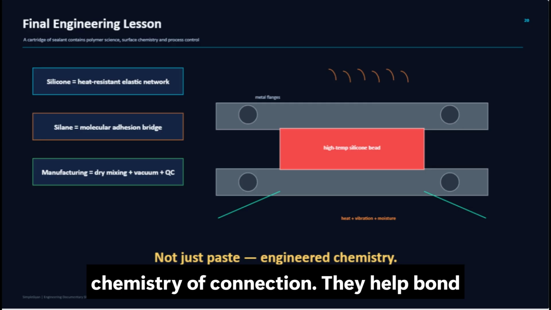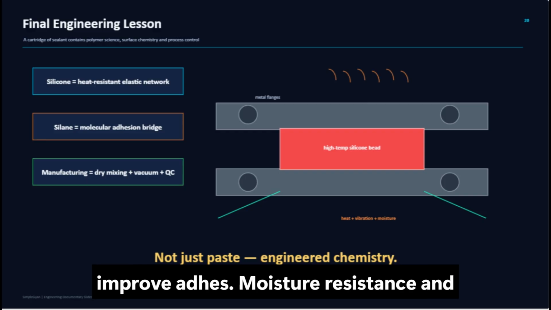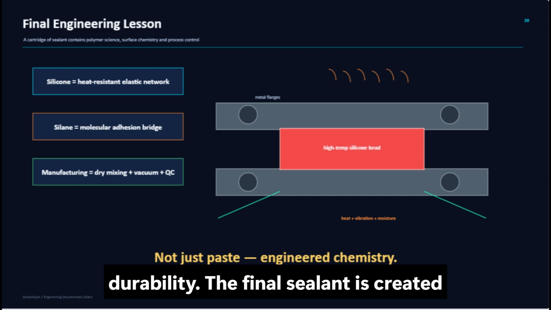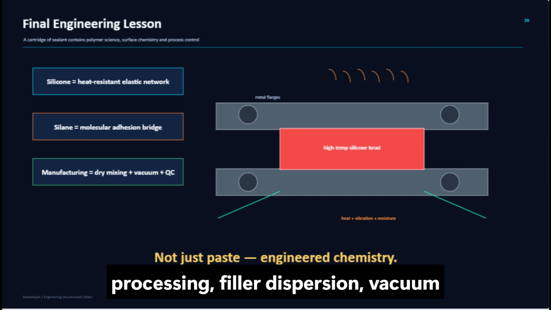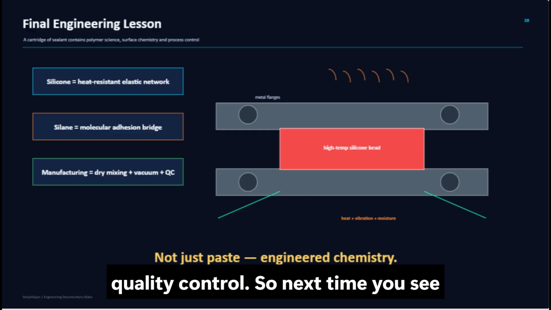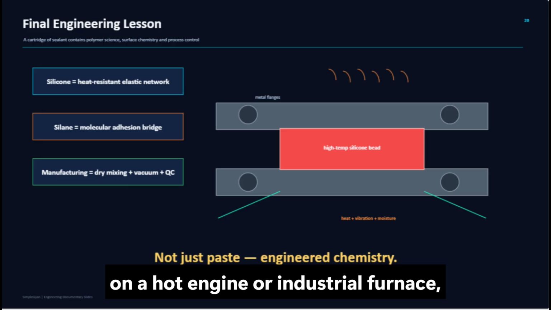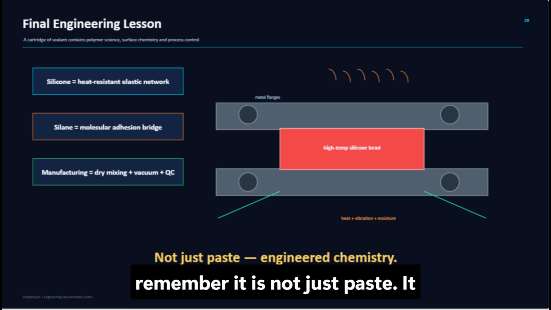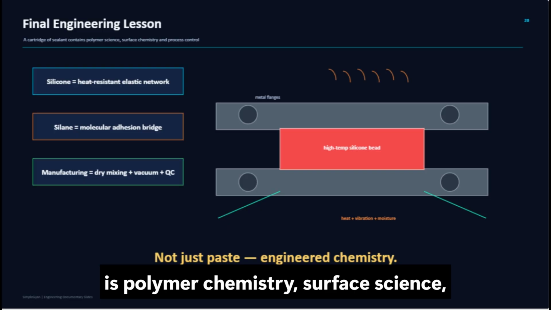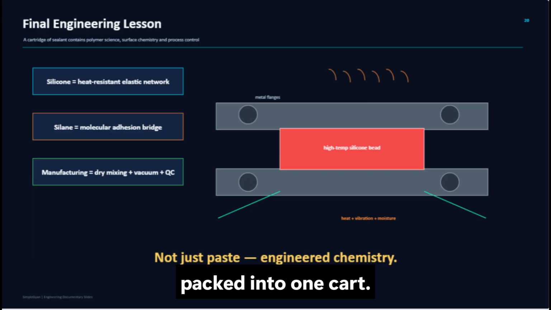They help bond polymer to metal, glass, ceramics, fillers, and mineral surfaces. They improve adhesion, moisture resistance, and durability. The final sealant is created through controlled formulation, dry processing, filler dispersion, vacuum mixing, precise catalyst addition, moisture-tight packaging, and strict quality control. So next time you see a bead of red or black sealant on a hot engine or industrial furnace, remember, it is not just paste. It is polymer chemistry, surface science, heat transfer, rheology, process engineering, and quality control, all packed into one cartridge.